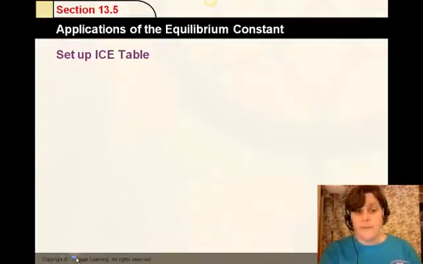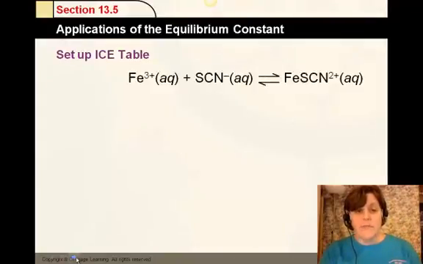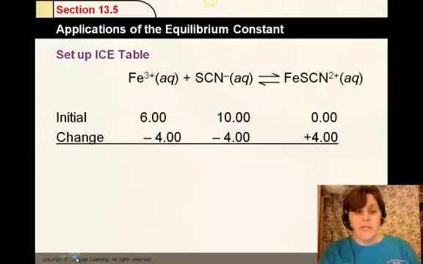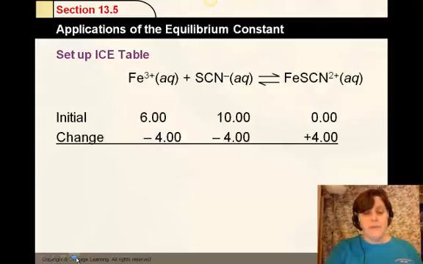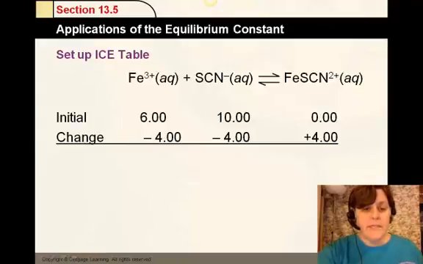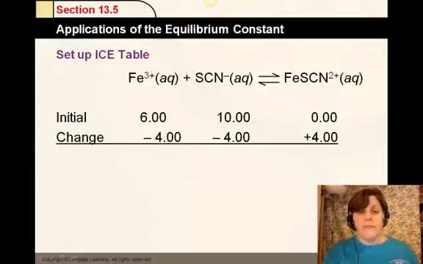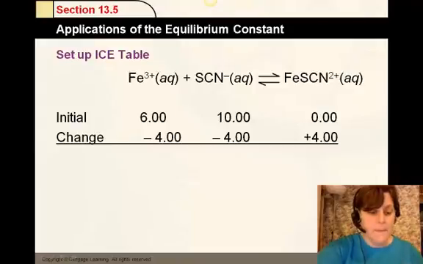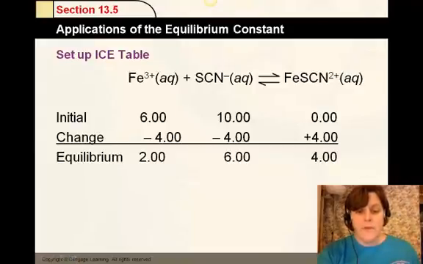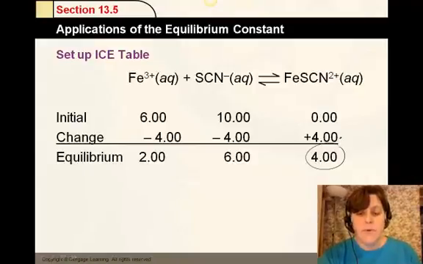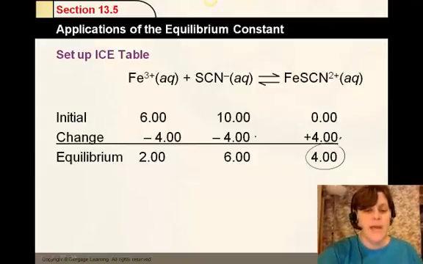So we do our famous ICE table. And ICE, remember, stands for initial, change, and equilibrium. So let's see what happened. You notice in the beginning we have 6 molar Fe, 10 molar SCN, and of course in the beginning we don't have any products. I think from an earlier diagram we saw that in the beginning you never have any products. Now, we know in the end, or at equilibrium, we ended up with 4 molar FeSCN. So that means the change was 4, and this must have lost 4 as well as this one.